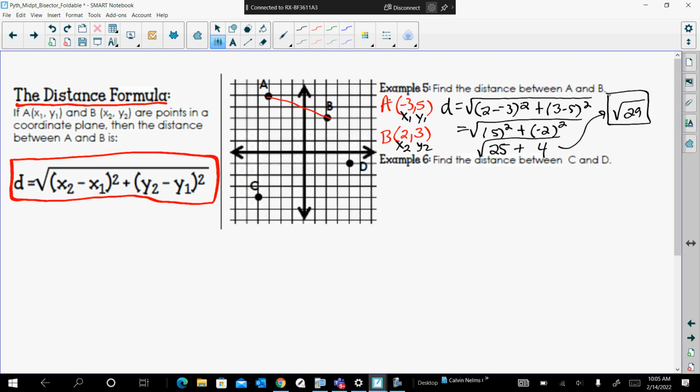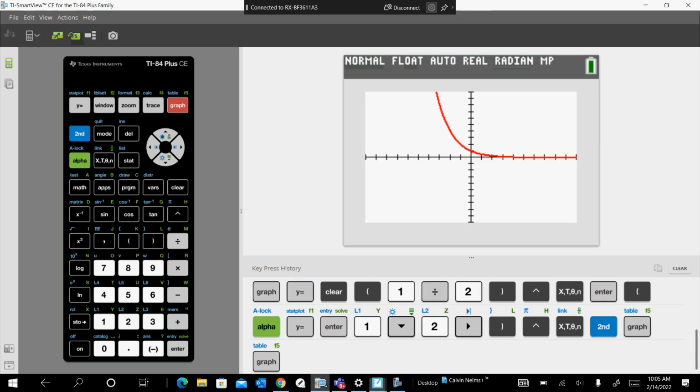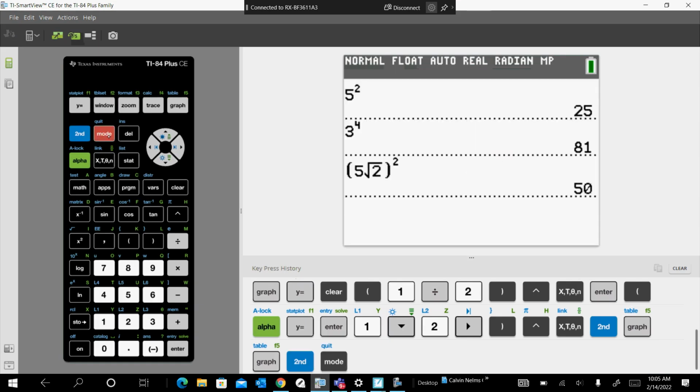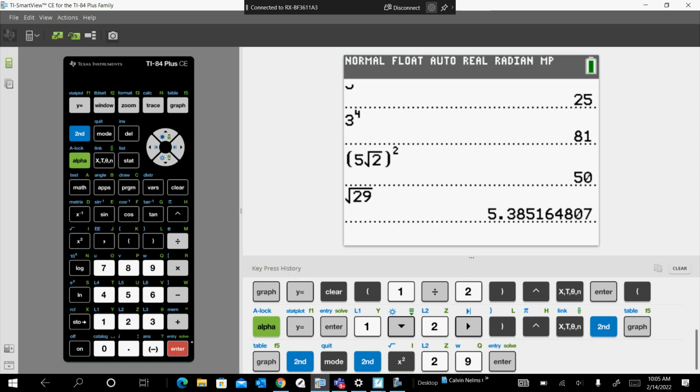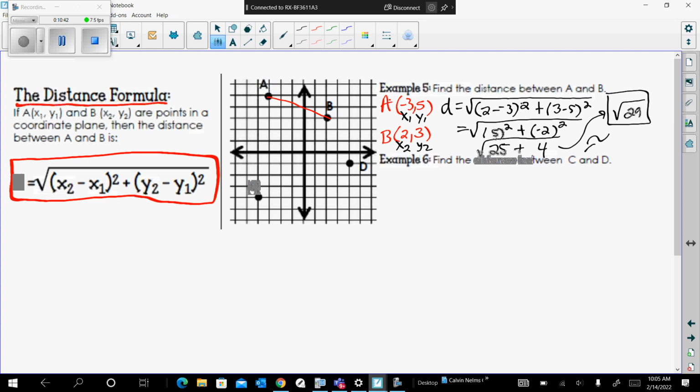And if I wasn't sure, I would have to go to my calculator. Go here and do second x squared 29. I get a decimal answer, so that tells me it's not perfect. If I wanted the approximate answer here, you would set approximately to the nearest tenth, 5.4. You round one decimal place. So you could say this is approximately 5.4.